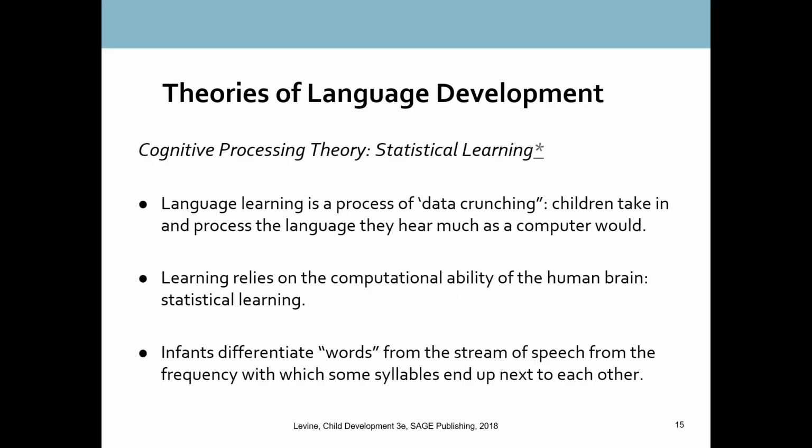There's a fourth theory that we're going to talk about. This one's a little complicated in certain ways. It's called the cognitive processing theory, and it's based on statistical learning. So this is that language learning is a process of data crunching. Children take in and process the language they hear, much as a computer would. So basically, this theory is saying that we listen to everything that we're hearing as infants and young children, and we analyze it. Our brains are like computers that are analyzing all the speech we hear.